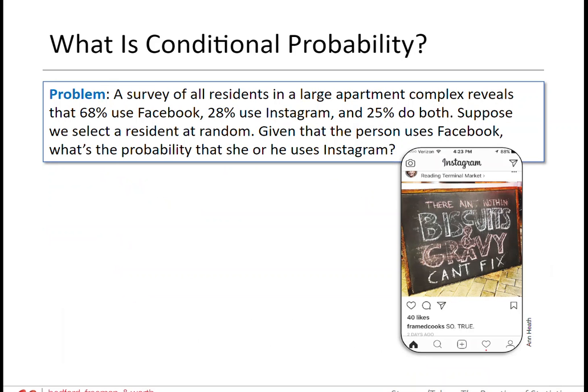Let's look at another example. A survey of all residents in a large apartment complex reveals that 68% use Facebook, 28% use Instagram, and 25% use both. Suppose we select a resident at random. Given that the person uses Facebook, what is the probability that she or he uses Instagram? So, we know that the person uses Facebook. We want to find the probability that the person also uses Instagram. So we're trying to find the probability of Instagram given Facebook, or the probability of I given F, where I is that someone uses Instagram, F is that someone uses Facebook.